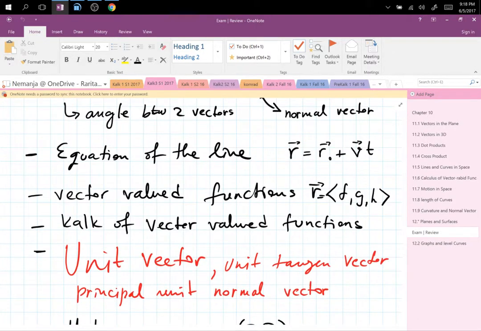Unit vector, and then unit tangent vector and principal unit normal vector. You gotta know the formula that when you divide a vector by its magnitude, you get the unit vector in the direction of the original vector. So make sure you remember that. And then the unit tangent vector and the normal vector, they have their formulas. For instance, the unit tangent vector is, anyone? Test is tomorrow. R prime of t divided by its magnitude. Very good.